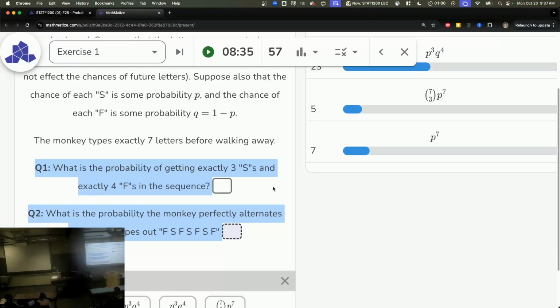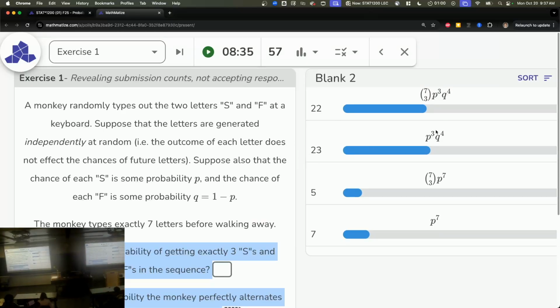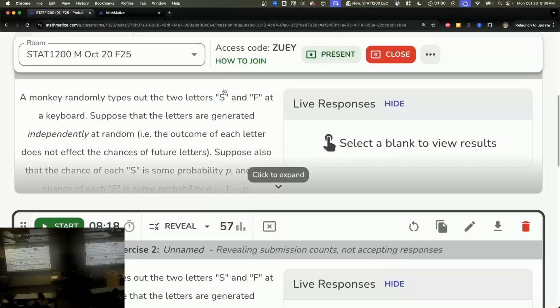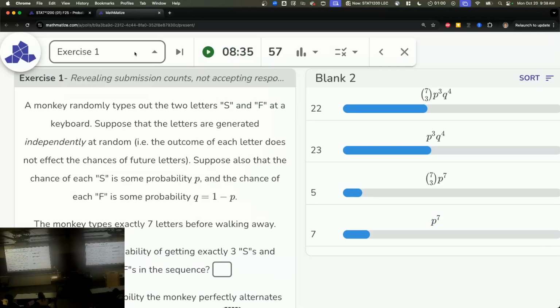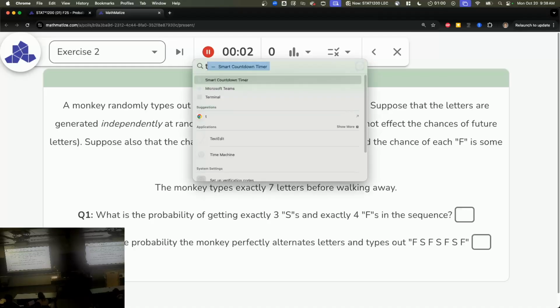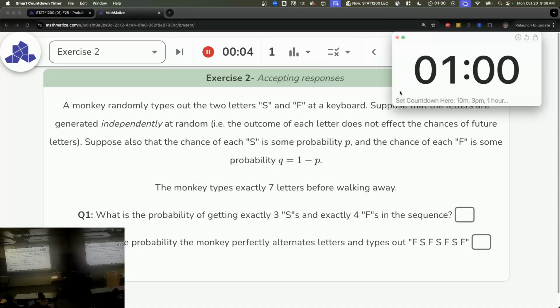Now that you have the hint, you can talk to your neighbor and see, can you figure out which of these 2 it is? Oh, I guess I will tell you these 2 are wrong. So it does involve P's and Q's. Don't vote for a P to the 7. The P to the 7s are definitely wrong. So figure out which of those 2 you think it is and vote for that. I will open it up once again by hitting this button right here. And now it is open. So go ahead and you can revote. I will give you 1 minute.